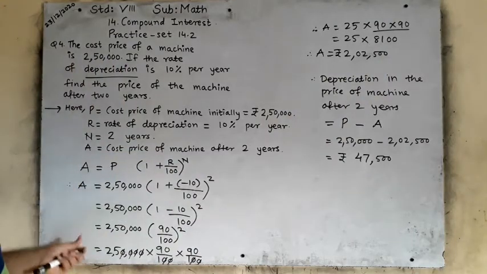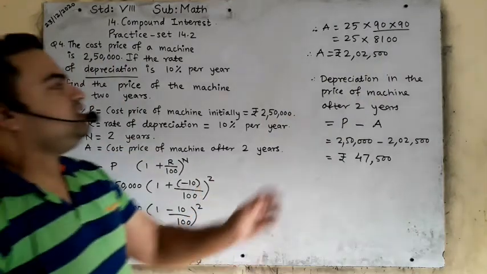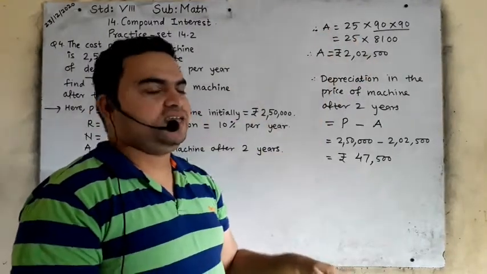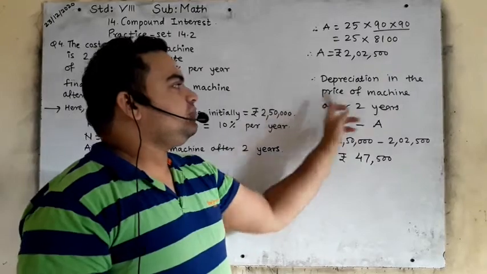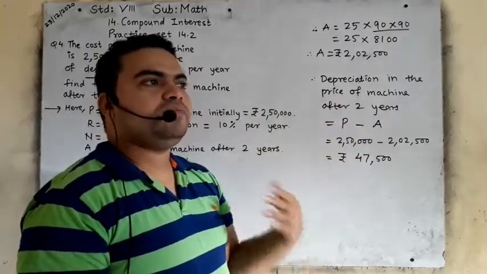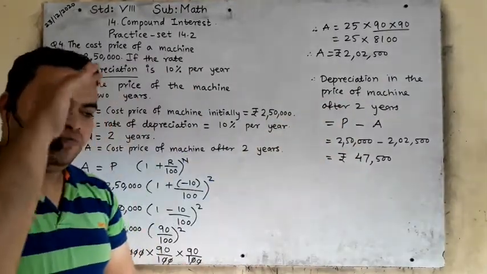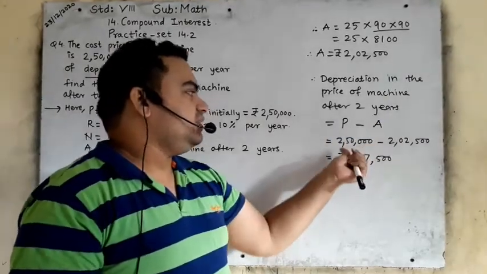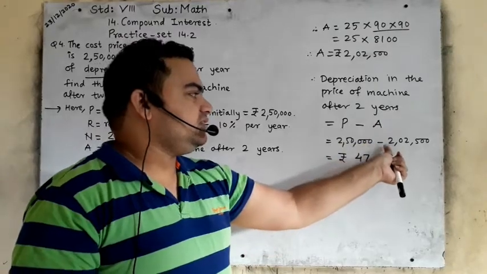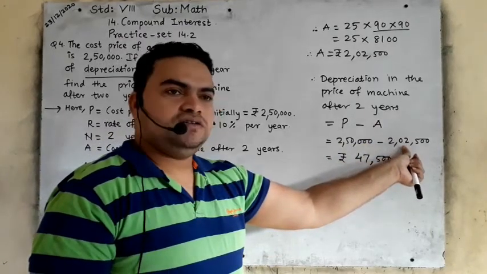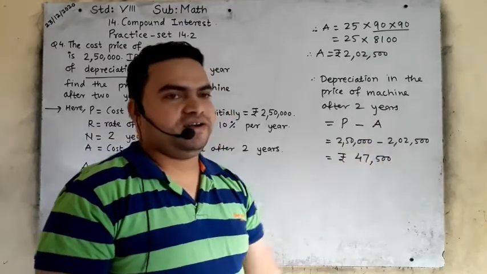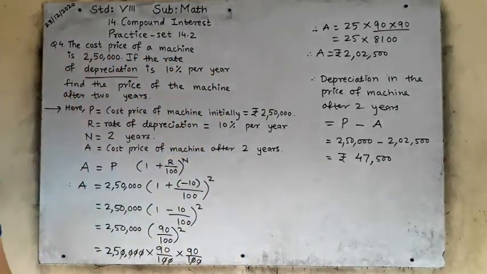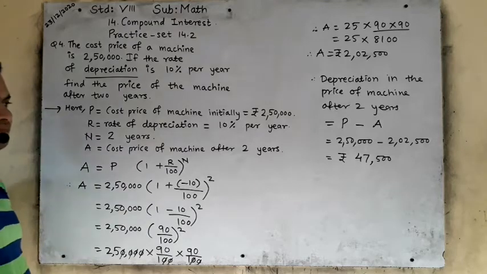So after 2 years the machine's price will be 2,02,500 rupees. Is it clear? The depreciation in the price of the machine after 2 years, that is the decrease in cost price, is principal minus A, that is 2,50,000 minus 2,02,500. So the answer will be 47,500. I hope you understood how to solve this.